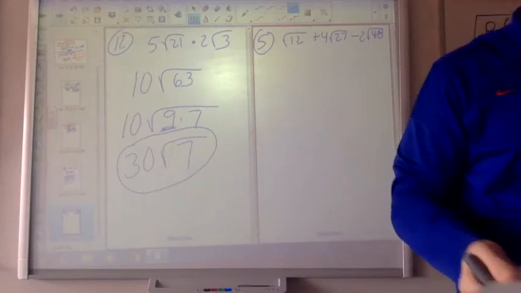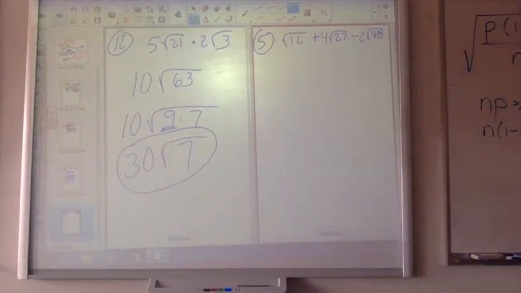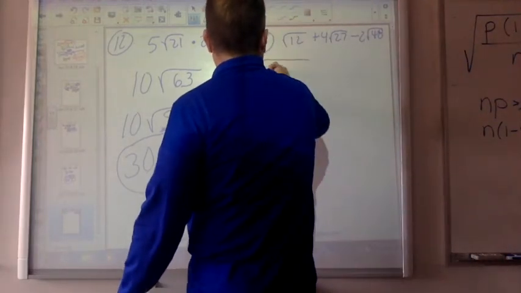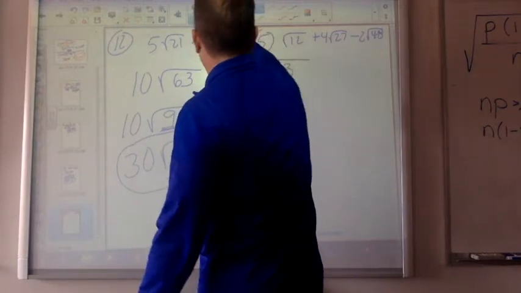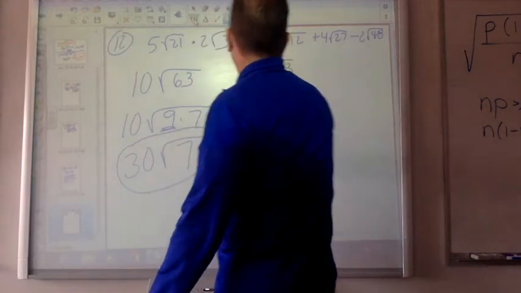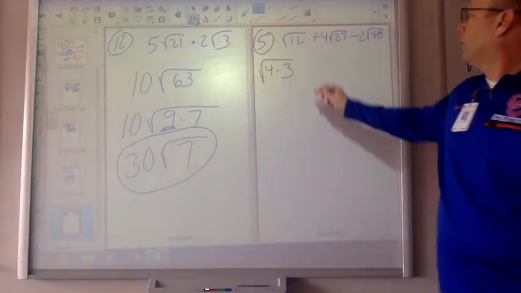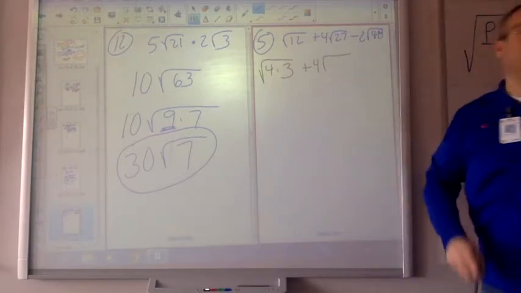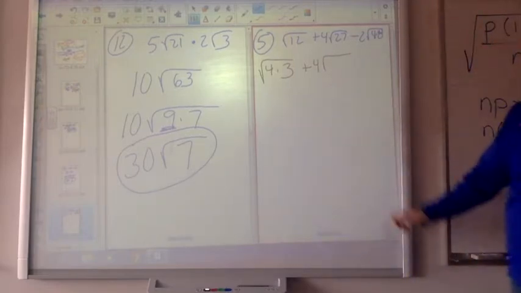Okay. So let's see. Can I break 4 down to a perfect square times another number? Can I break 12 down? Oh, well, yeah, you can. 4 times 3, right? So some of you are like, well, why didn't he use 6 and 2? Because 6 and 2 don't have perfect squares. 4 and 3 do. Plus 4 root 27. Can I break 27 down to a perfect square times something else? 9 times 3, good.